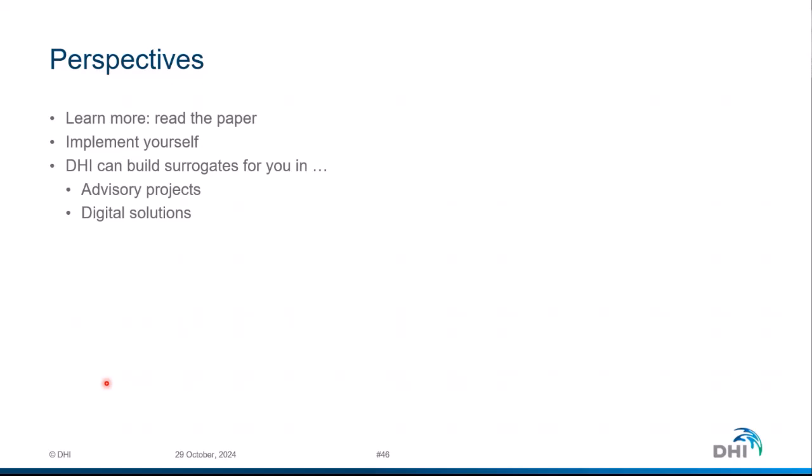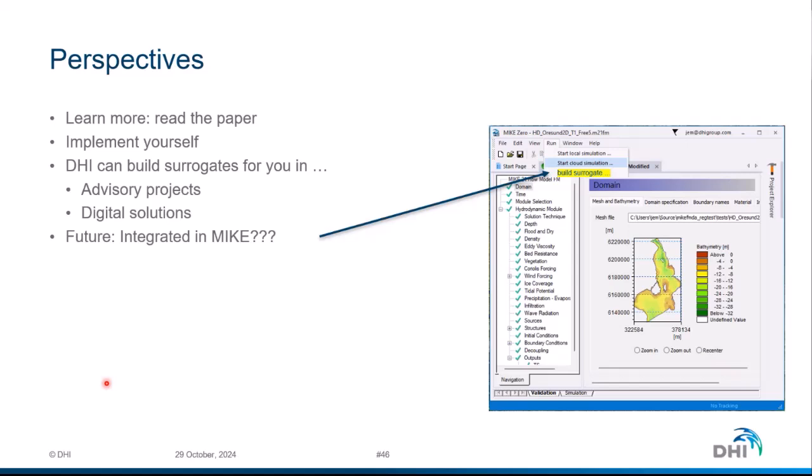Alternatively, you could also ask us in DHI to build that surrogate for you in an advisory project or as part of a digital solution. And maybe in the future, you would see some sort of option in the MIKE modeling system where you could build a surrogate directly from the MIKE interface. That we would like to see, but it's probably not next year, and not something which is planned.